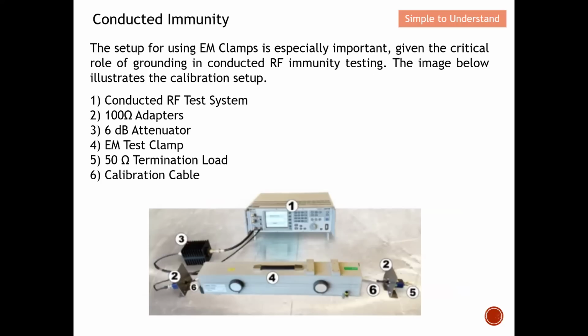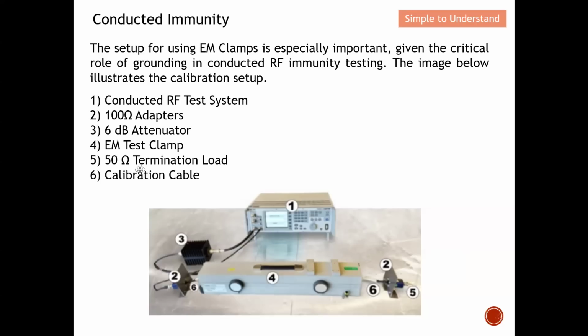So basically this is a calibration setup. First thing we need is the signal generator, or what we call the conducted RF test system. The second one will be the 100 ohm adapter. We also have the 6 dB attenuator, which is the third one. The fourth one is the EM test clamp here. We also have the 50 ohm termination load. From here, you can see that we can terminate this with a 50 ohm termination load.